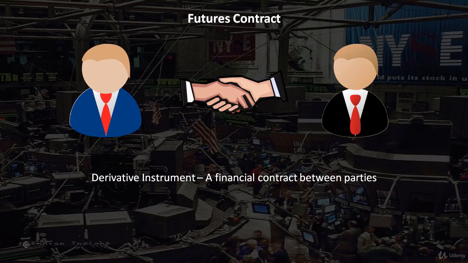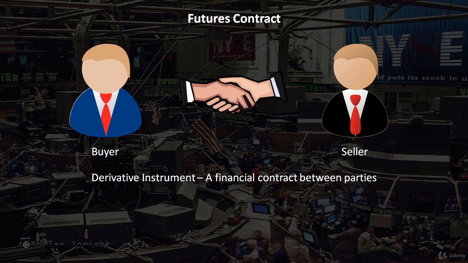A futures contract is a derivative instrument between two parties. In simple words, it is a financial contract or an agreement between two parties. One of the parties to this contract is the buyer and the other is the seller. By entering this contract, the two parties agree to transact a financial instrument, which may be a stock or a bond, or they may agree to transact a physical commodity for future delivery at a certain price.